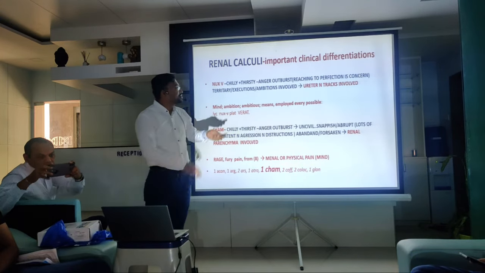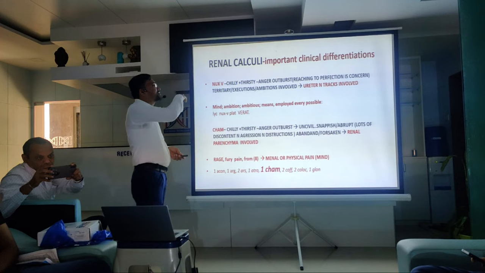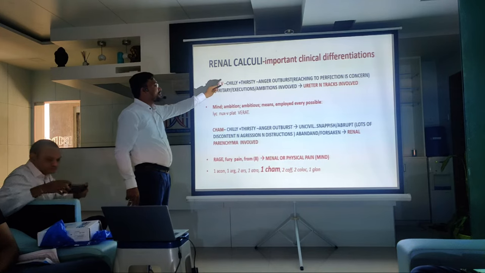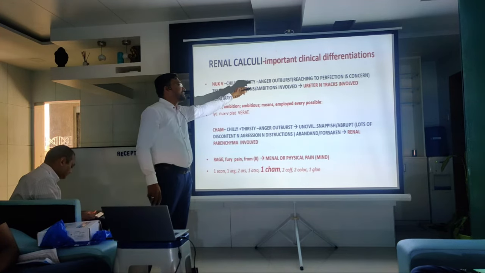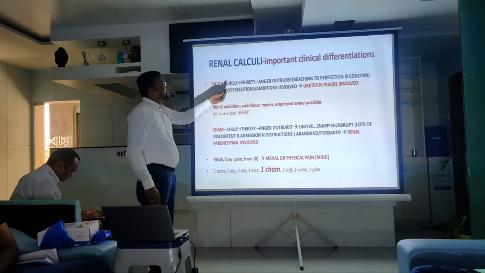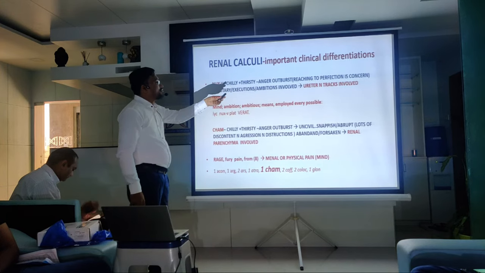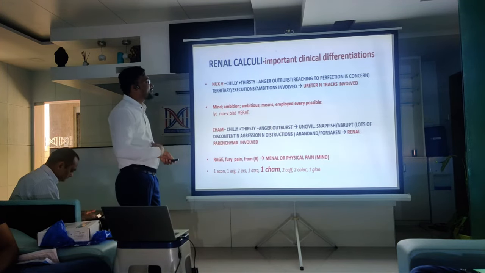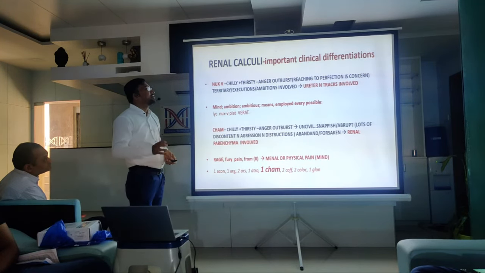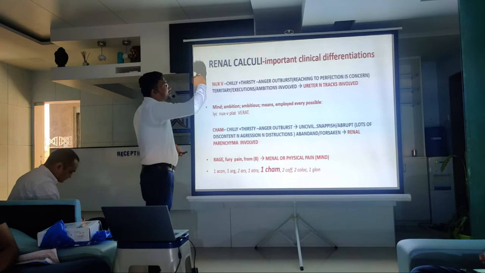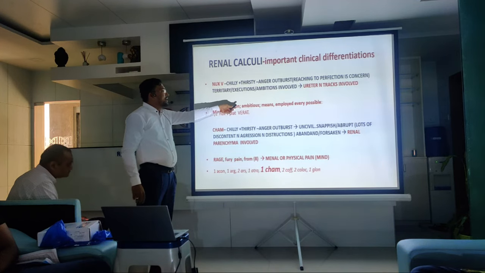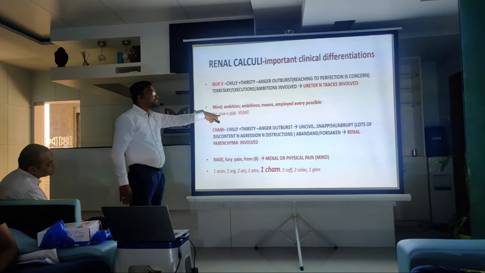Here it is perfection. Reaching for perfection makes the person ambitious, right? That is a concern. So the territory, executions and ambitions are involved, so the ureter and tracts are more involved. I have to reach the primary concern. So the tracts and tubes are more involved. Mostly ureteric colic, if we describe Nux vomica, we have ineffectual urging for urine, ineffectual urging for stool. So this ineffectual urging comes from this perfection, right? Ambitious, and employs every possible means.